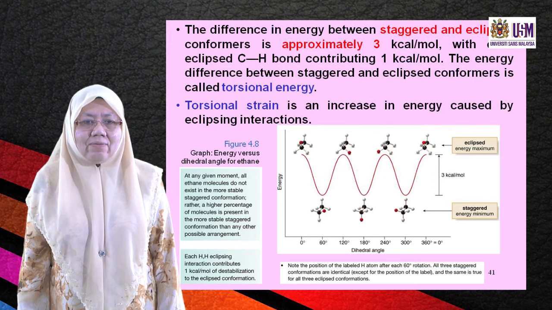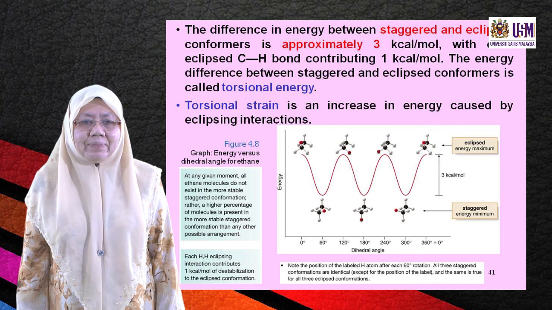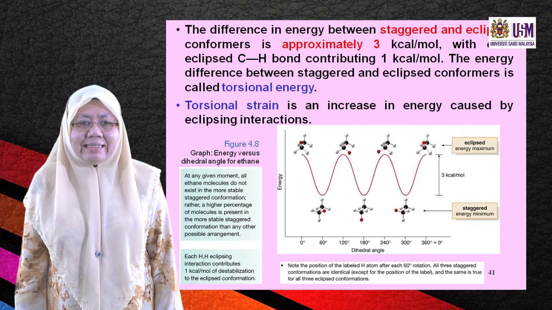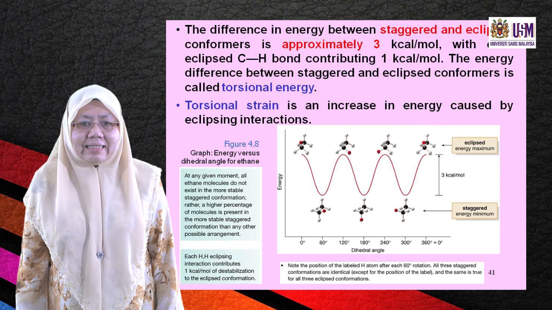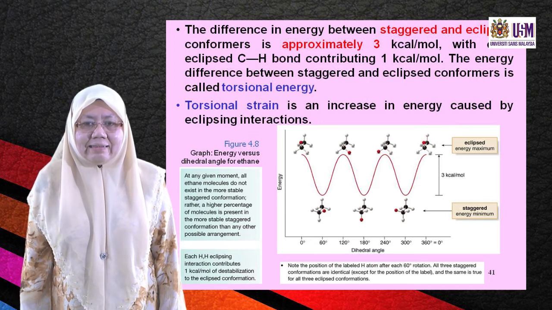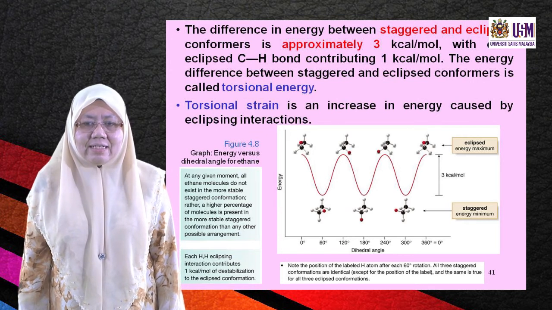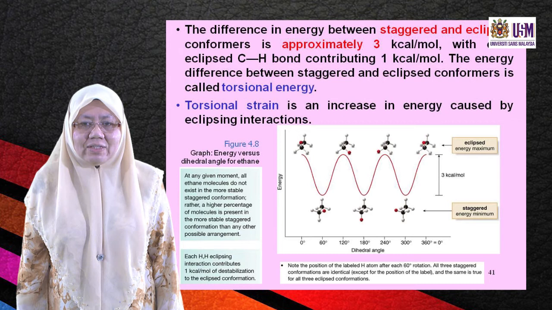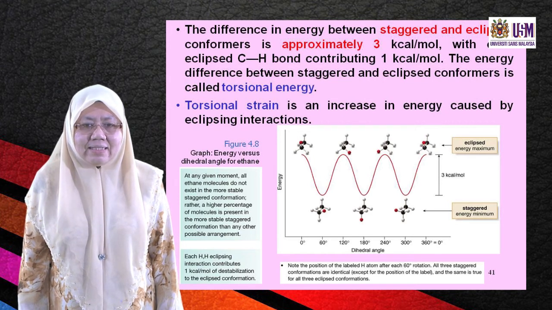Let us look now at figure 4.8. It shows a diagram of energy versus the dihedral angle for ethane. In the ethane given here, there is one hydrogen that is labeled red. You can see in the first eclipse conformation, the red is at the top, and when we twist 60 degrees, it gets into the staggered conformation, and then another 60 degrees will give the eclipse conformation, another 60 degrees from there, the staggered conformation, and eclipse, and anti, and so on. And we can see the difference between the eclipse and the staggered conformation. The energy difference is 3 kilocalories per mole.